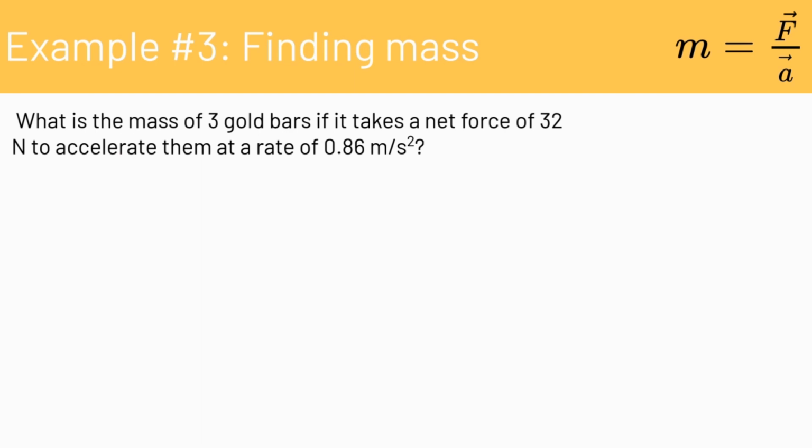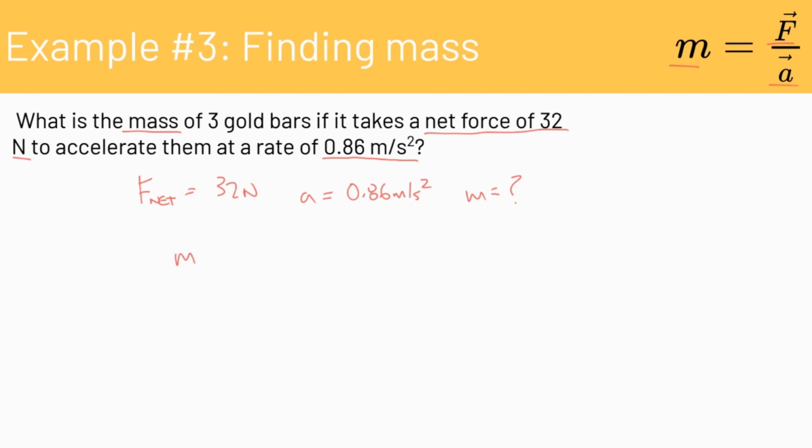All right, and our final example, example number 3. What is the mass of 3 gold bars if it takes a net force of 32 newtons to accelerate them at a rate of 0.86 meters per second squared? We're going to use this version of the F equals ma equation: mass is equal to force divided by acceleration. Let's look at what information we have here. F net is equal to 32 newtons. We've got an acceleration of 0.86 meters per second squared, and we are looking for mass.